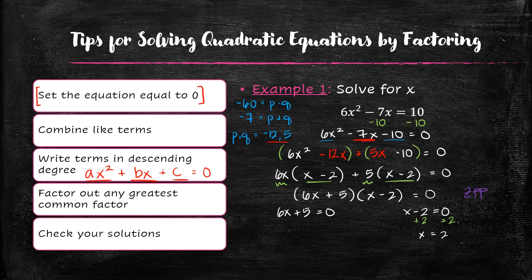On the other side, we have perhaps just an extra step. We need to subtract 5 from both sides. Let me make sure, yeah, okay. And so we'll end up with a 6x is equal to negative 5. And now we need to divide both sides by 6. And we'll end up with our other solution of x is equal to negative 5/6.